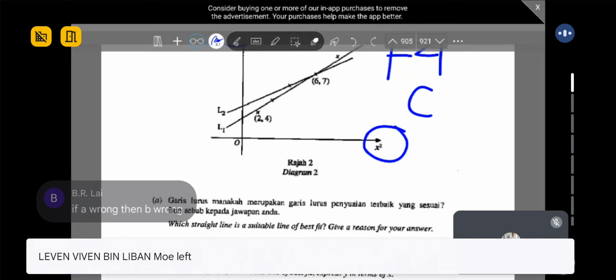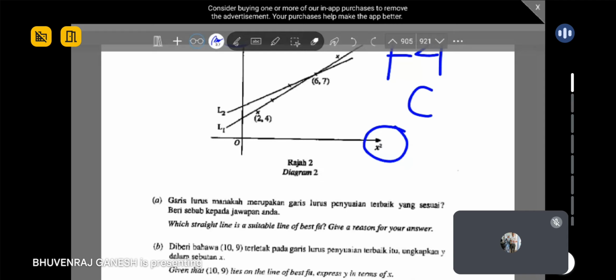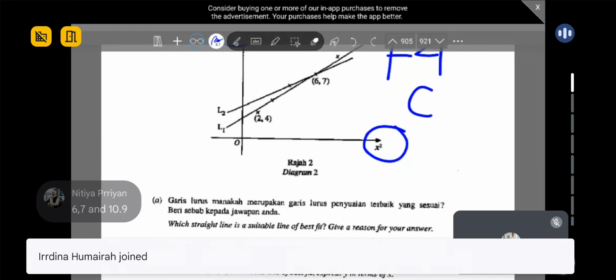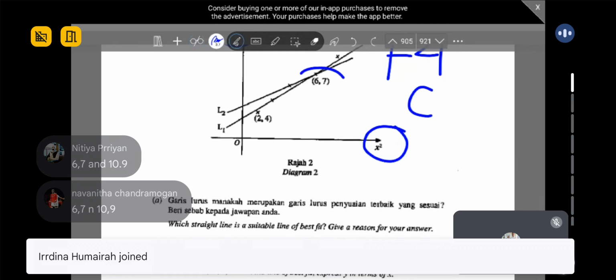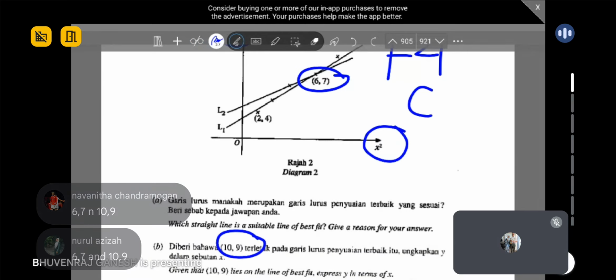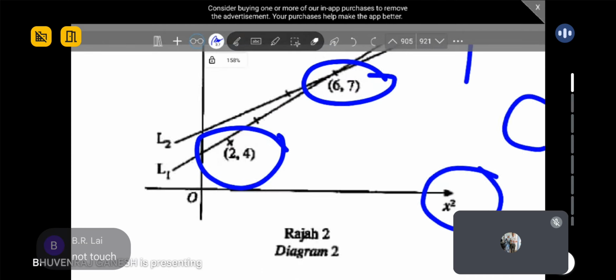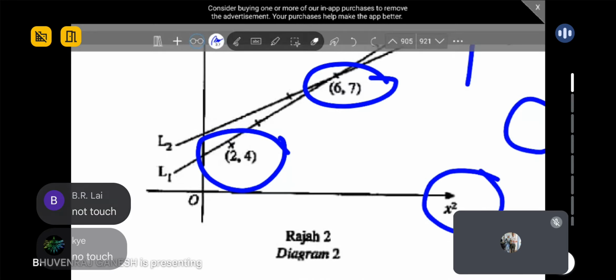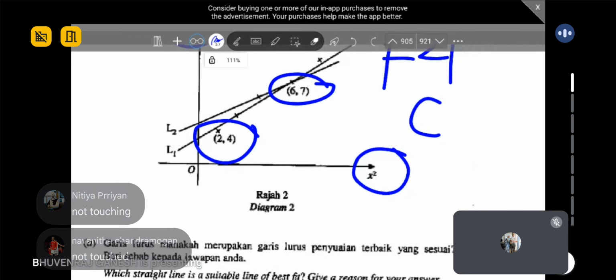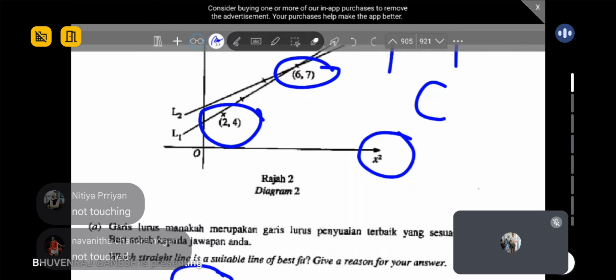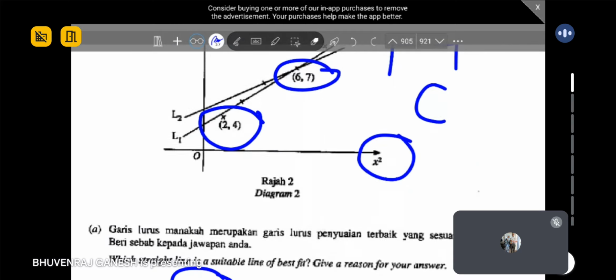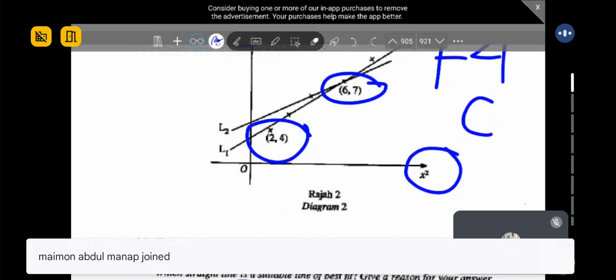Yes, correct. So anyone? What are the 2 points you use? Come on. Apa 2 titik yang kamu gunakan? Very good. Okay, you must use 6, 7 and also 10, 9. Very good. Okay, why cannot use this point, guys? Kenapa tak boleh guna titik ni? May I know? 2, 4? Very good. It never touches the line, guys. Dia tak sentuh. Very good. Remember, you can only substitute the point that is on the line. Hanya boleh ganti titik di atas garis.